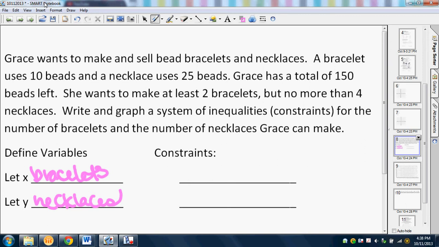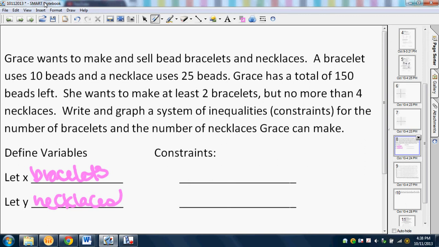Because without these constraints, the idea is that she could just make as many bracelets and necklaces as she wants. But she has this limit, she only has 150 beads, and she wants to make at least 2 bracelets, but no more than 4 necklaces. So you have these constraints that are limiting the number of bracelets and necklaces that she can actually make. So that's what we're going to do. We're going to write the inequalities to show us that, and then we're going to graph them.